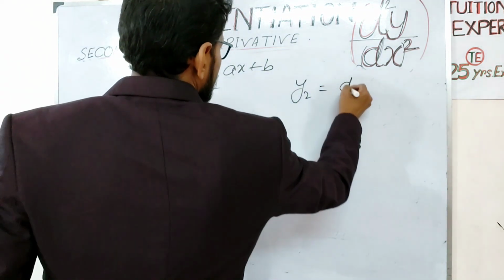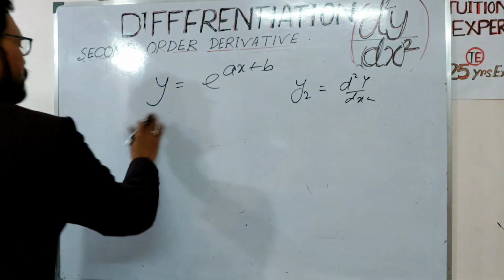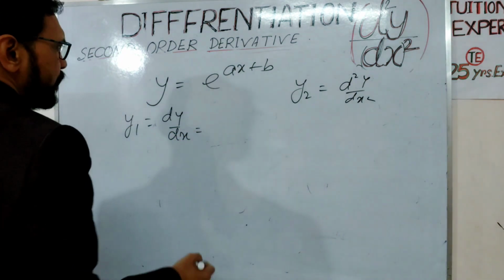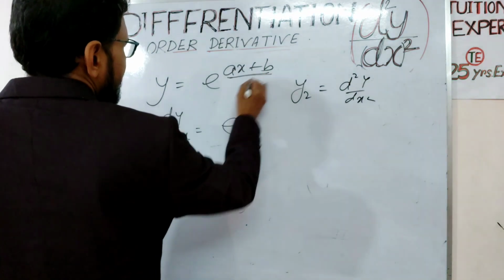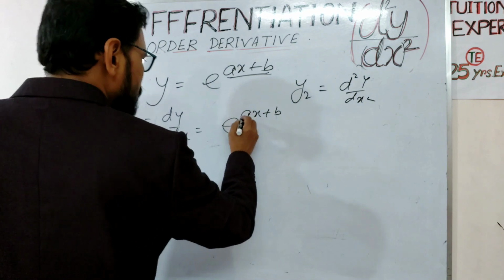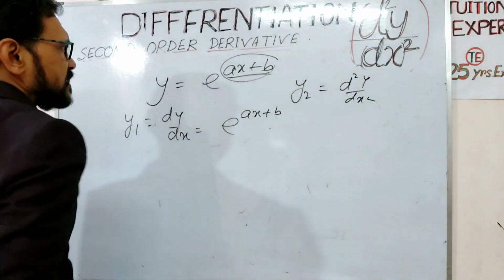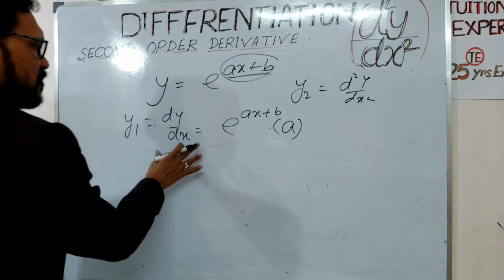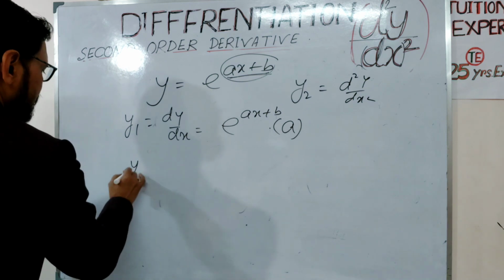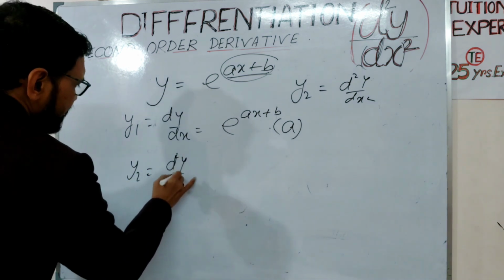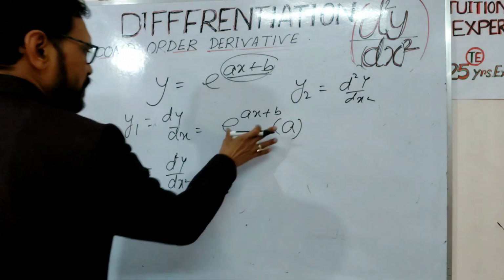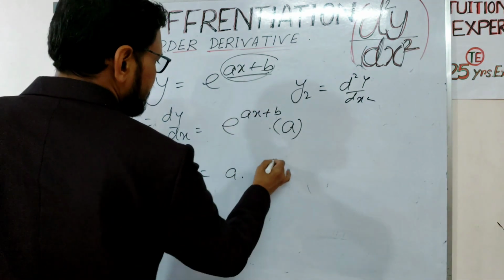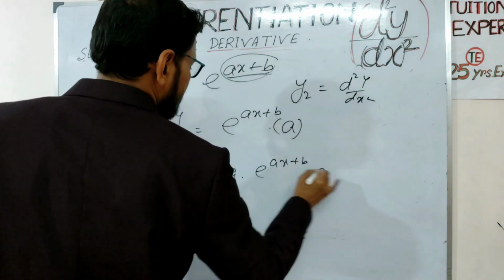Find y2. y2 means d2y by dx square. So first, y1 means dy by dx, which is equal to e to the power x, the derivative of e to the power x is e to the power x, into the derivative of this, which with respect to x is a. So this is y1. Next, y2 means d2y by dx square, which is the derivative of this with respect to x. Now a is a constant. The derivative of this again is e to the power x plus b into a. So this is the answer.